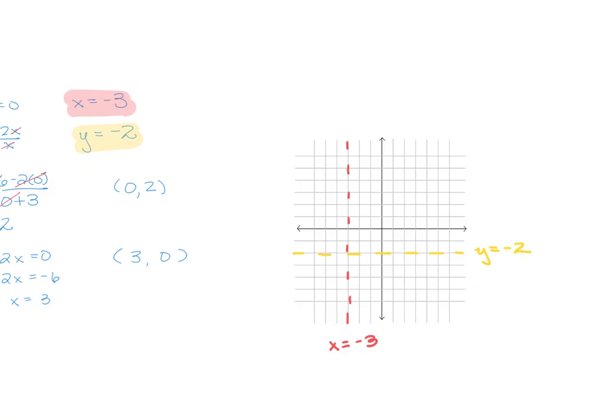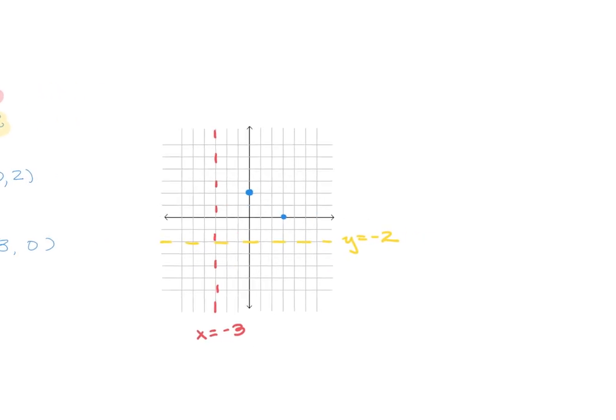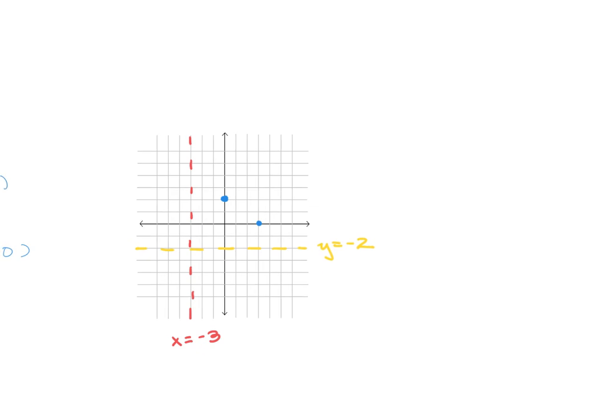And then we want to go ahead and plot our intercepts. So we have a y-intercept at (0, 2). We have an x-intercept at (3, 0). And I'm going to go ahead and find a couple more points on here using my table.